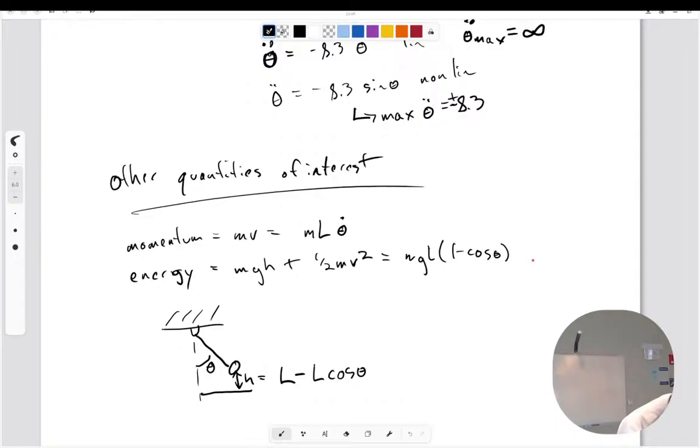And then how fast are we moving? What's V? Or really we need V squared, right? L squared theta dot squared, something like that. L times theta dot is how fast we're going. L squared theta dot squared. Okay.